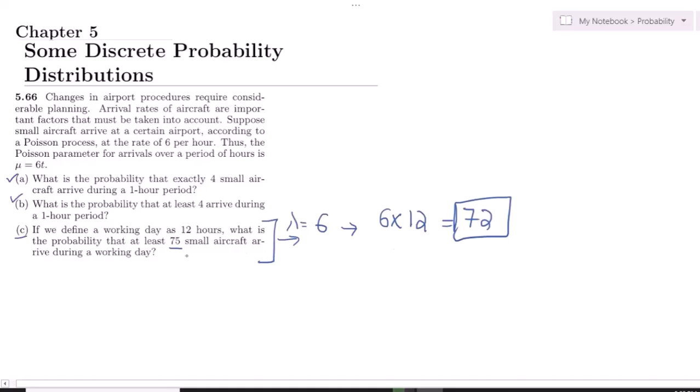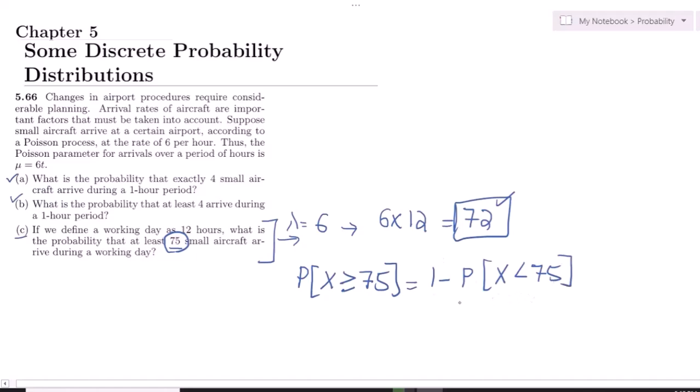On the basis of it, what is the probability that at least 75 small aircraft arrive during a working day? We have to find X greater than or equal to 75, which is a very huge number. Lambda is huge, 75 is huge, and as the limit is now infinite, we can find it by P(X less than 75). So we have to use this one.